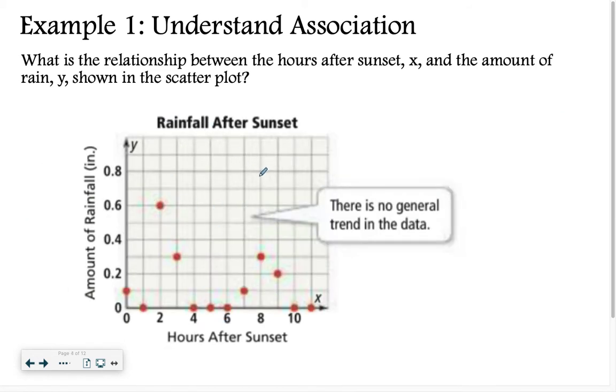Then, what if we look at the relationship between hours after sunset and the amount of rain? You can see, as hours after sunset increase, our y values, the amount of rainfall, are kind of all over the place. It just looks really random. That means there's no trend. That means there's no association between these two data sets.